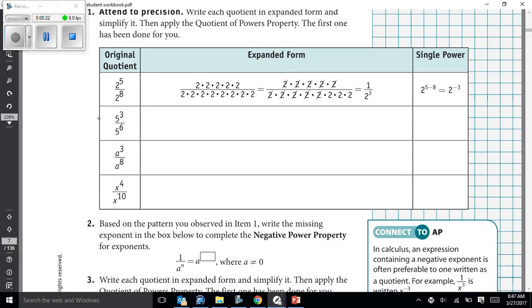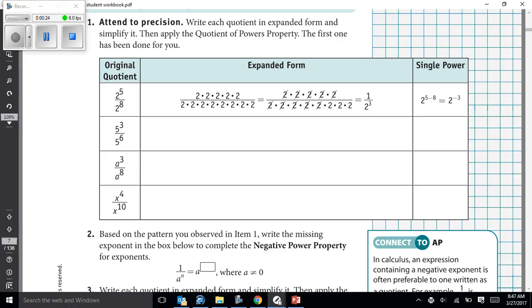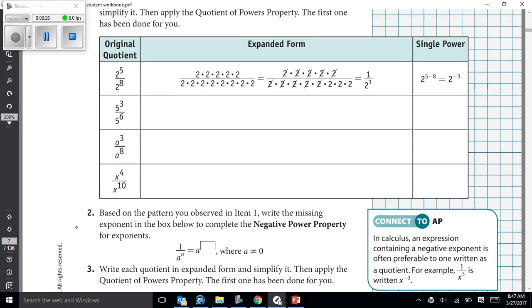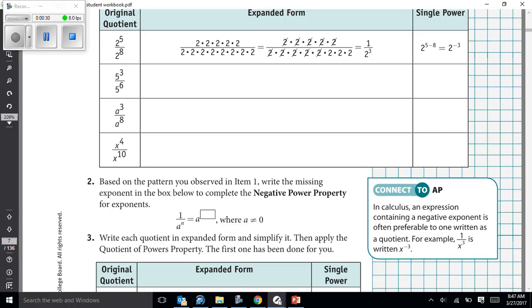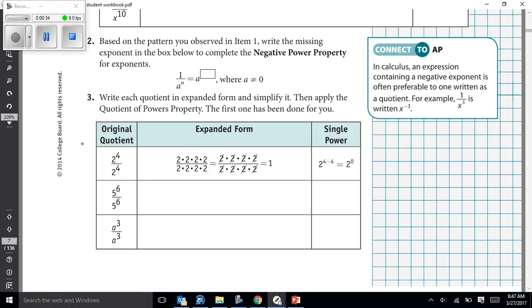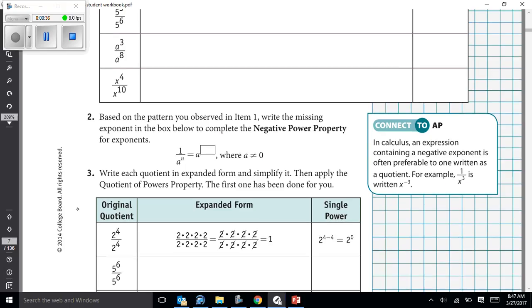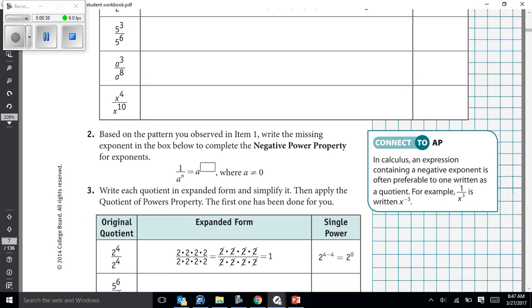So what I'd like for you and your neighbor to do is go through and complete the table in number 1 and number 2, and to do number 1, 2, and then 3. And we'll walk around and see what you're thinking.